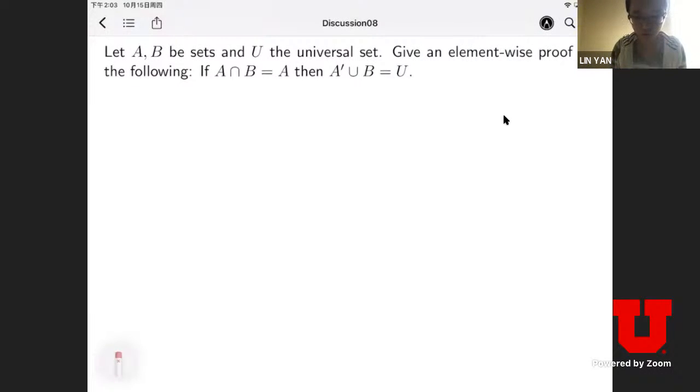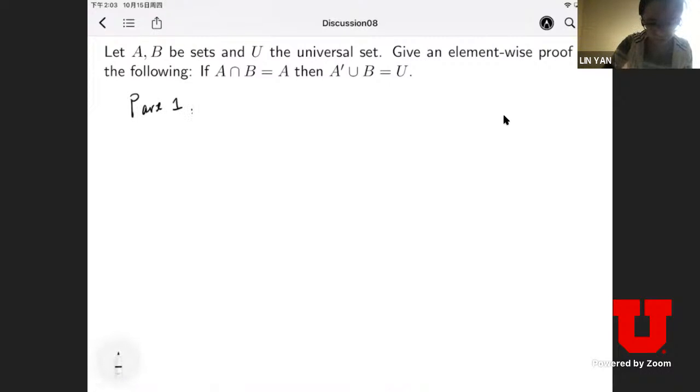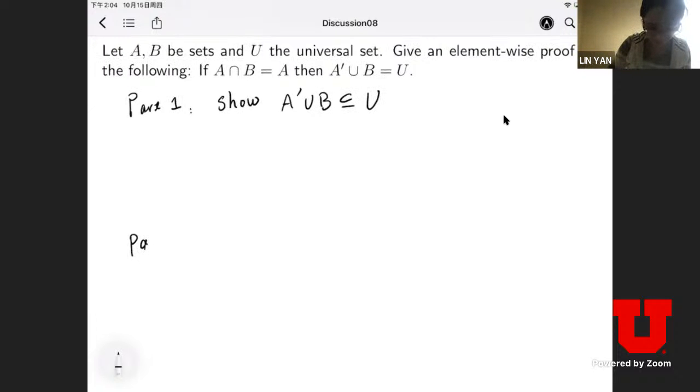So if we want to prove 2 sets are equal, we need to prove they are a subset of each other. So for this problem, we need to prove 2 parts. Part 1, we need to show A complement union B is a subset of the universal set. And in part 2, we need to show the universal set is a subset of A complement union B.